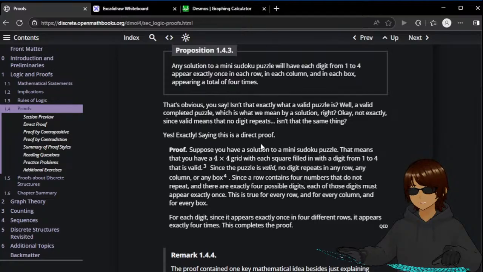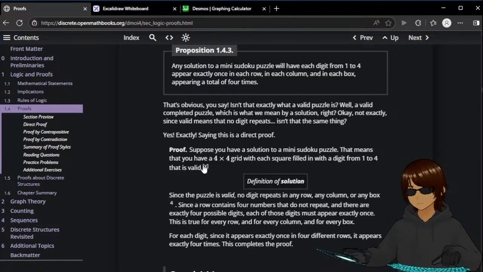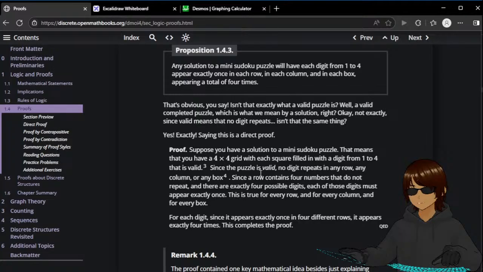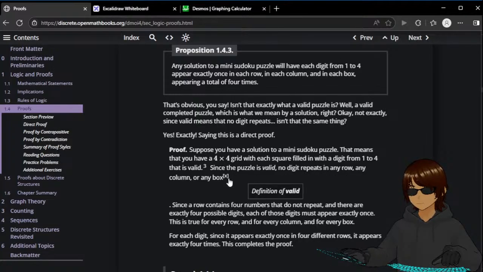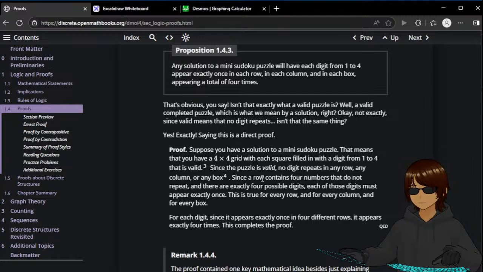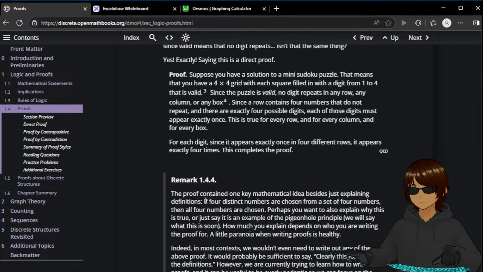Suppose you have a solution to a mini Sudoku puzzle. That means you have a 4 by 4 grid with each square filled in with digits from 1 to 4 that is valid. Since the puzzle is valid, no digits repeat in any row, any column, or any box. Since a row contains 4 numbers that do not repeat and there are exactly 4 possible digits, each of those digits must appear exactly once. This is true for every row, every column, and every box.